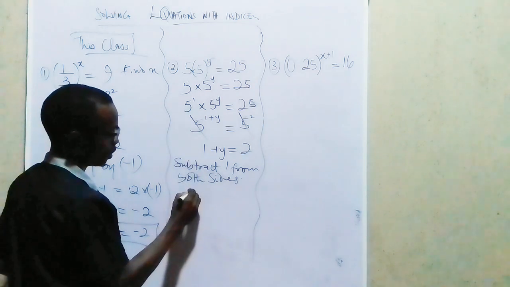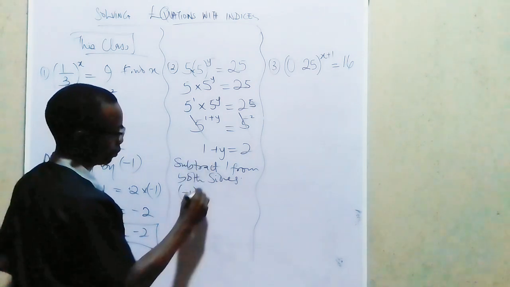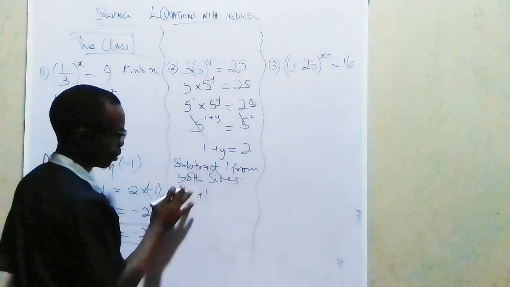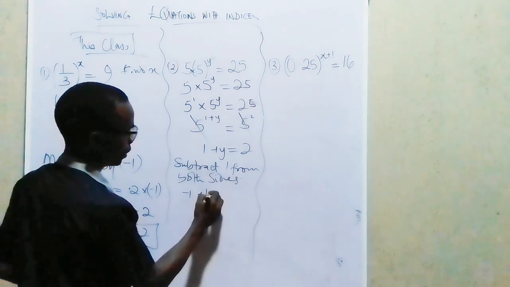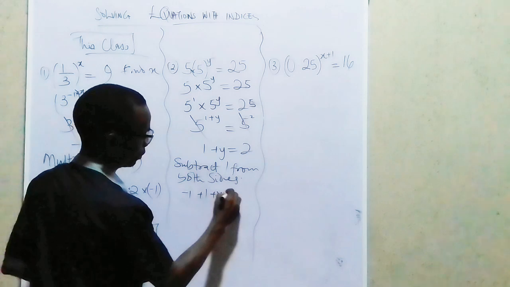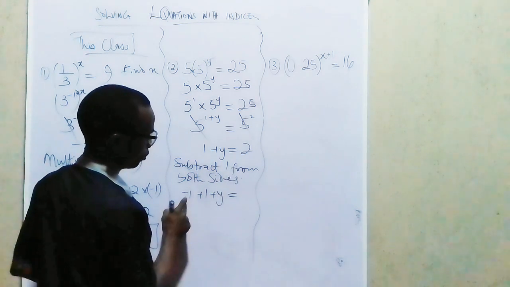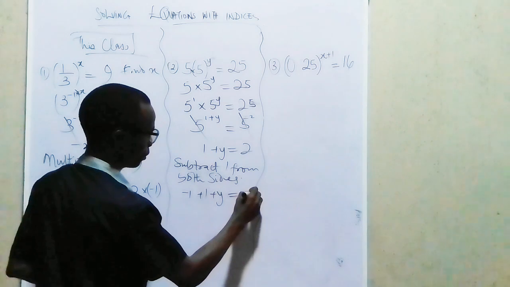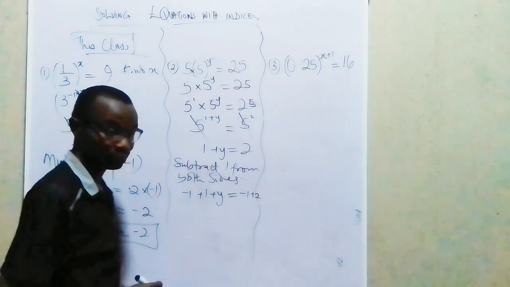So we're going to have minus 1. This is actually plus 1. Minus 1 plus 1, let's put a bracket, minus 1 plus 1, and this is plus y, is equal to, then we have to put this minus 1 on both sides, minus 1 plus 2.